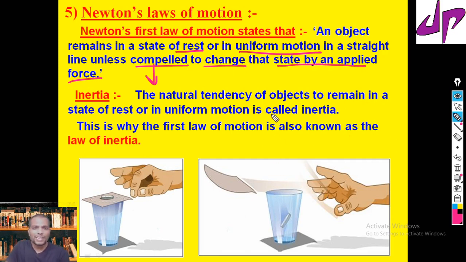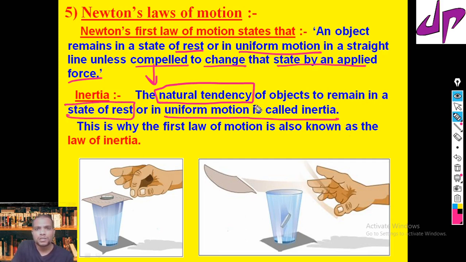Now, why don't they want to change? Suppose this pen is at rest on the table, that pen doesn't want to change. Now we will say that it's a natural tendency. It means it's a property, a natural tendency of objects to remain in the state of rest or in the state of uniform motion. That natural tendency is called inertia. It's a very important term.